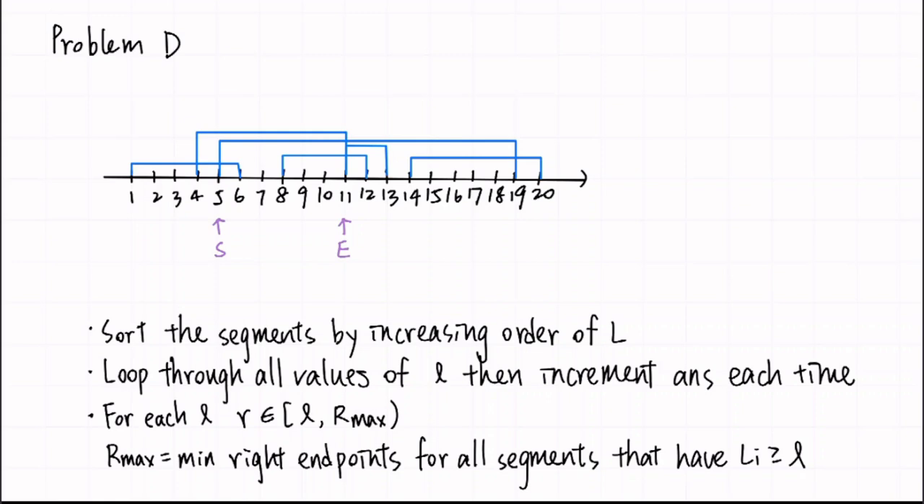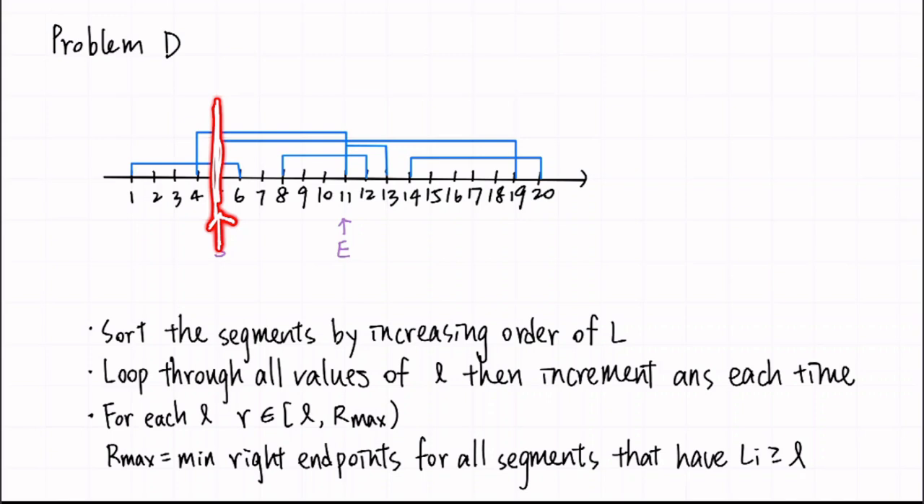So for each L, R can be from L to R max, where R max is just the minimum right endpoint for all the segments that have a left endpoint greater than our current value for L. So what this means is, when the L endpoint is at 5, then for all other endpoints that have L values greater than our current L, we need to find their minimum right endpoint.